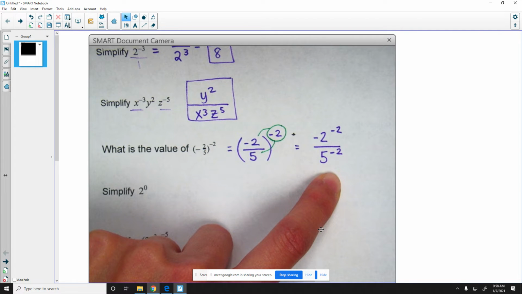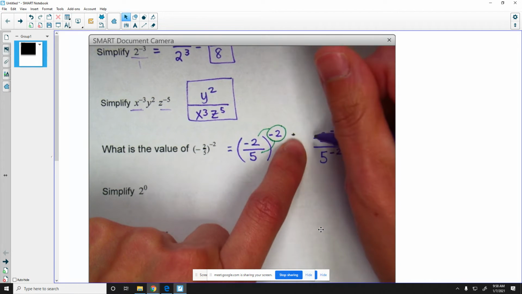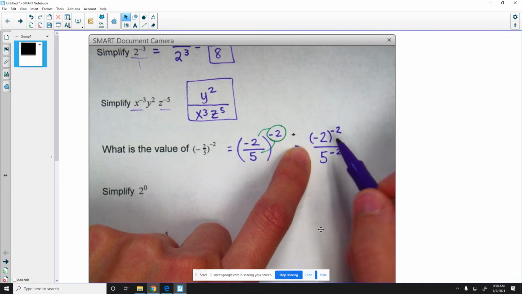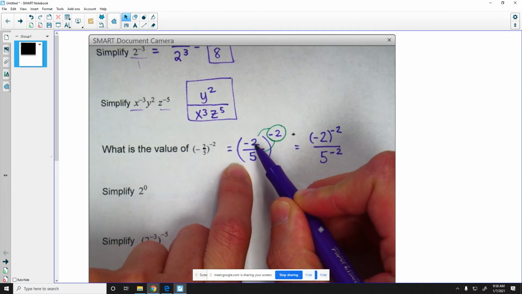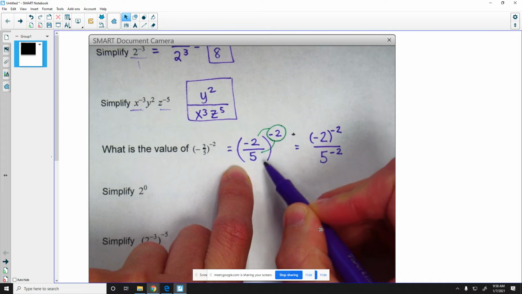Did I do something wrong? I can flip it later, but did I do something wrong before I flipped it? I did do something wrong. What am I forgetting? Parentheses around the negative. Yeah, parentheses around this -2, right? Because this -2 was originally in these big fat parentheses.